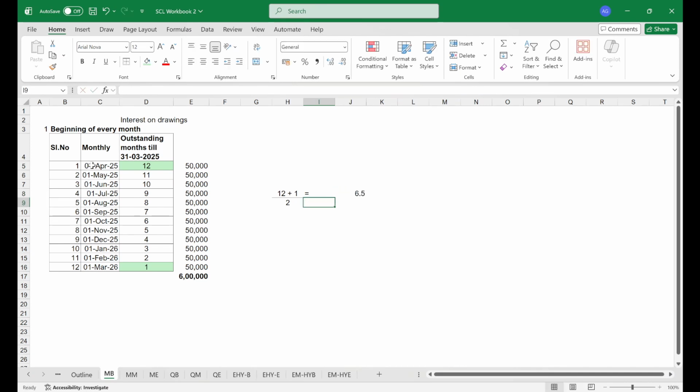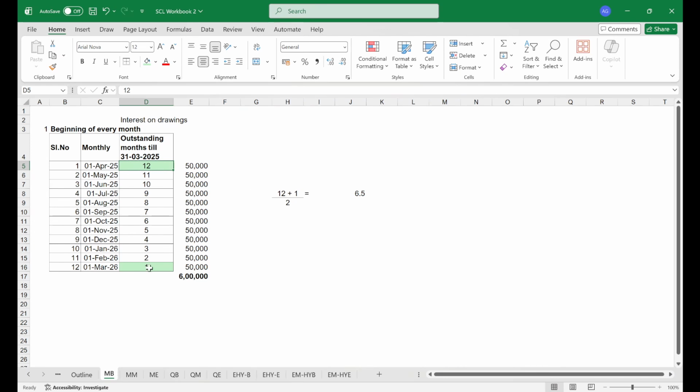So all your focus should be, first you have to find out how many drawings have happened and at what frequency it is happening. So at what date the first drawing would have happened and at what date the last drawing would have happened. So from those two drawing dates, how many months are there outstanding till 31st March 2025.